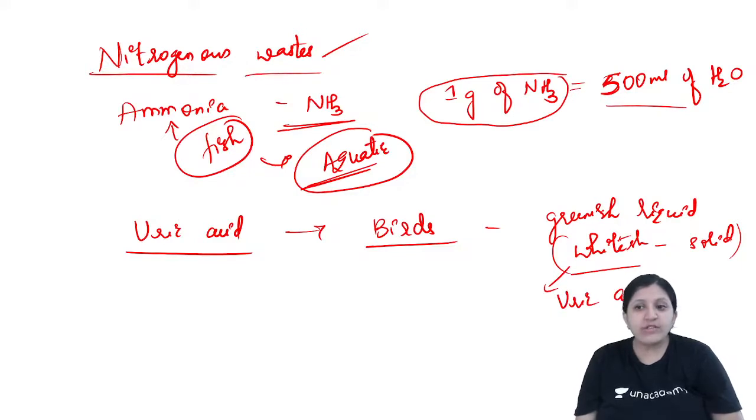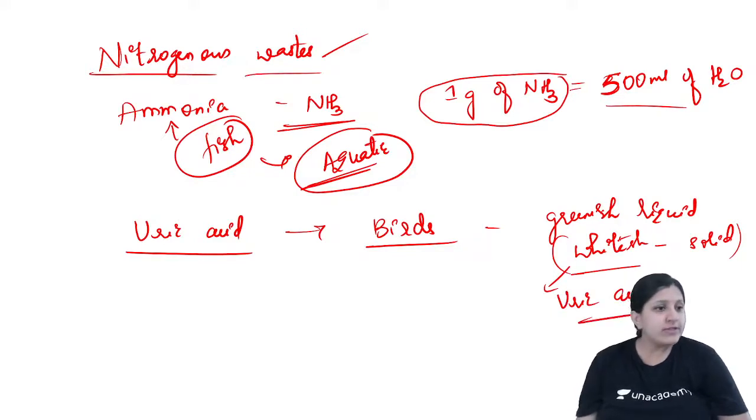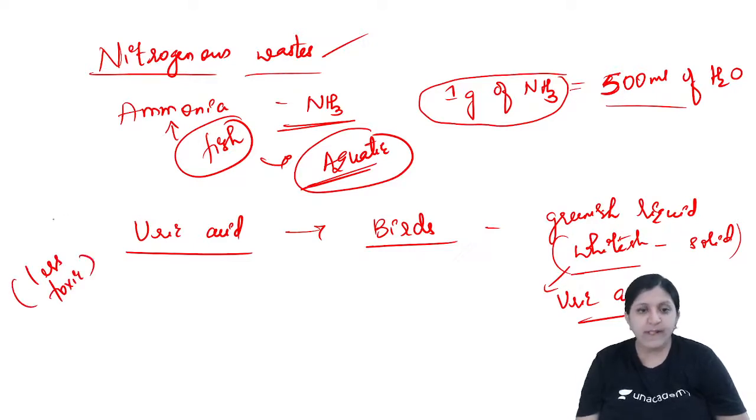A lot of industrialists who require uric acid extract it and use it for many other purposes. Uric acid is less toxic compared to ammonia, while ammonia is highly toxic.